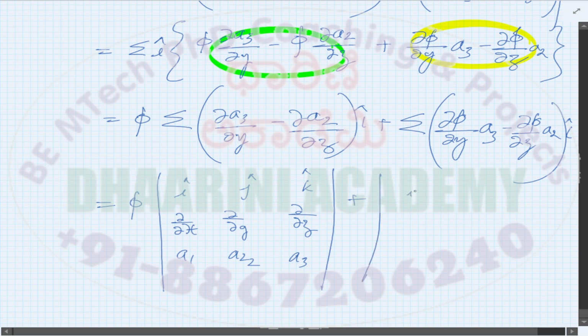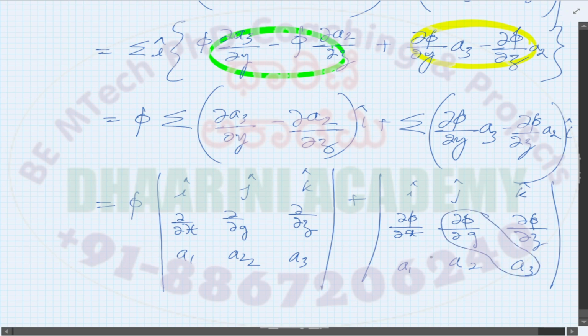I'm going to write it this way. This is i cap, j cap, k cap. So instead of this, I just have dou phi by dou y. So this means this is dou phi by dou x, this is dou phi by dou y, dou phi by dou z, and we have the terms a1, a2, a3. Just check this now. So i cap into dou phi by dou y of a3 minus dou phi by dou z of a2. That's what this term is, correct?